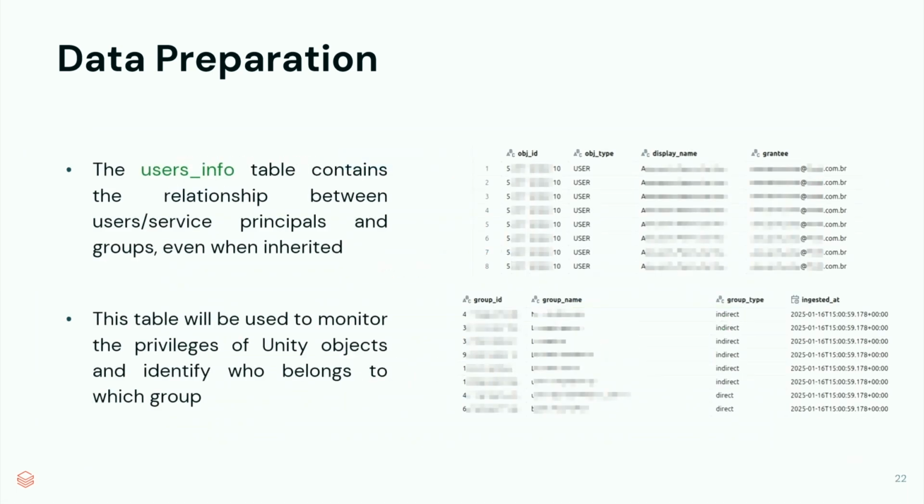And this user info table contains the relationship between the users and groups, even when the groups are inherited, it's not direct. And also, we use this table after to do the monitoring, to do the alerts and everything else. So this is an example of the output. Here we have the hard-coded column to identify the type. We have the name and the email and group information, and if it's direct or indirect.